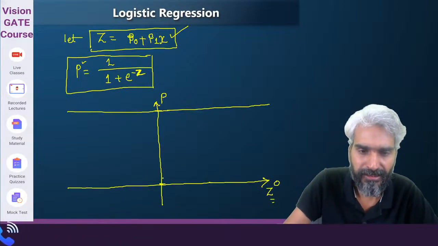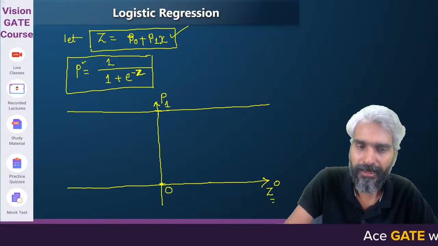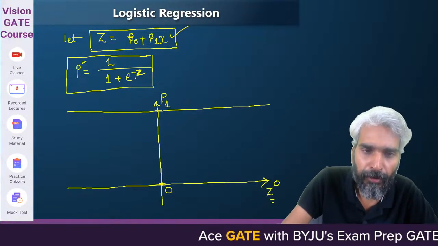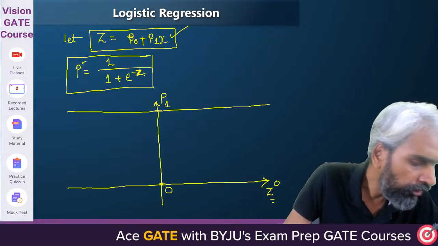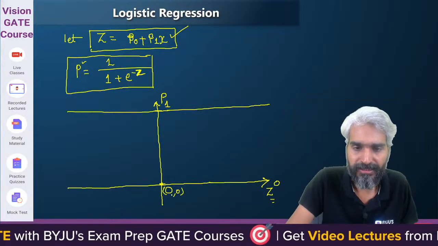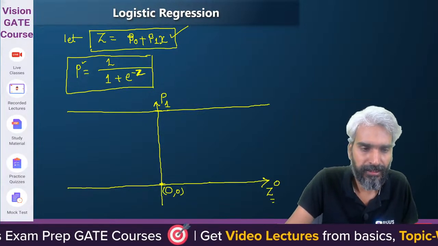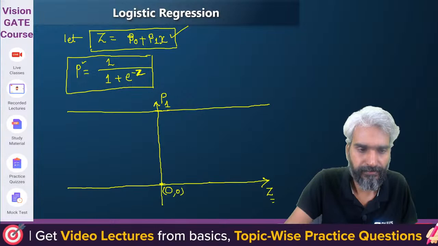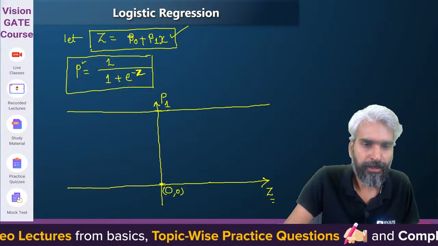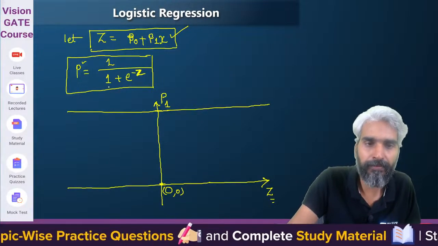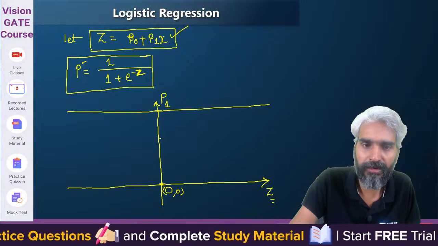So please try to understand, this value is 0 for probability, this value is 1 for probability. So the range of probability will be between 0 and 1. What will be the probability if z equals 0? So this point is 0, 0. Sir, at z equals 0, the probability is 0.5. 1 upon 1 plus e raised power 0 will be 1 upon 2, this is 0.5.